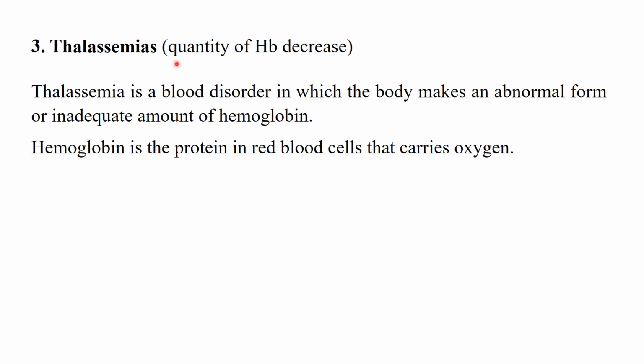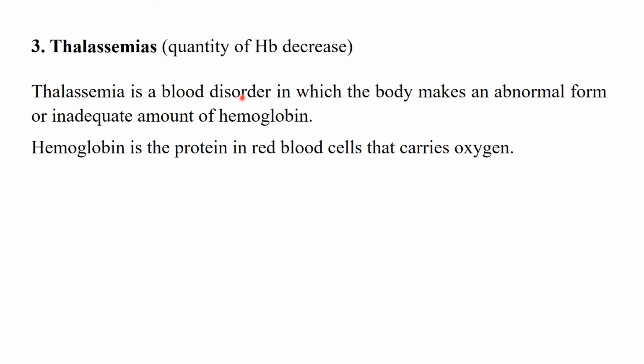Thalassemia. Thalassemia and sickle cell anemia both are related to hemoglobin. But in sickle cell anemia the quality of hemoglobin changes. Hemoglobin is being made, but it is abnormal. Because of that abnormal hemoglobin, the structure of the RBC becomes sickle-shaped. Whereas in thalassemia the quantity of hemoglobin decreases. Sickle cell anemia is a qualitative disturbance of hemoglobin, while thalassemia is a quantitative disturbance of hemoglobin. Quantitative means the quantity decreases, whereas qualitative means the quality is disturbed, which disturbs the structure.